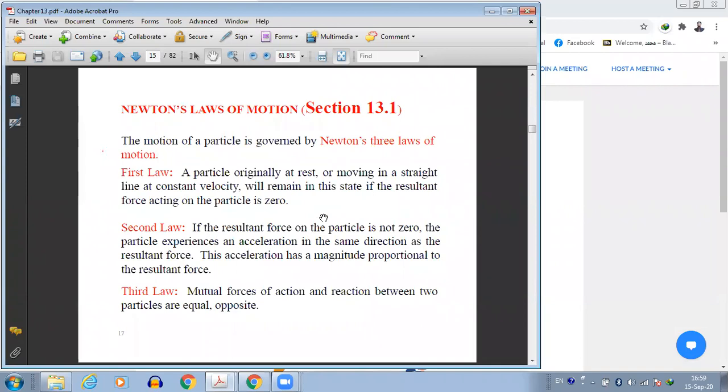So chapter number 12 is now officially finished. Now we are going to start chapter number 13. Chapter number 13 is Newton's law of motion. Basically it is Newton's second law of motion, which is F equals ma. This is the second law, and we're going to work over this law a lot.